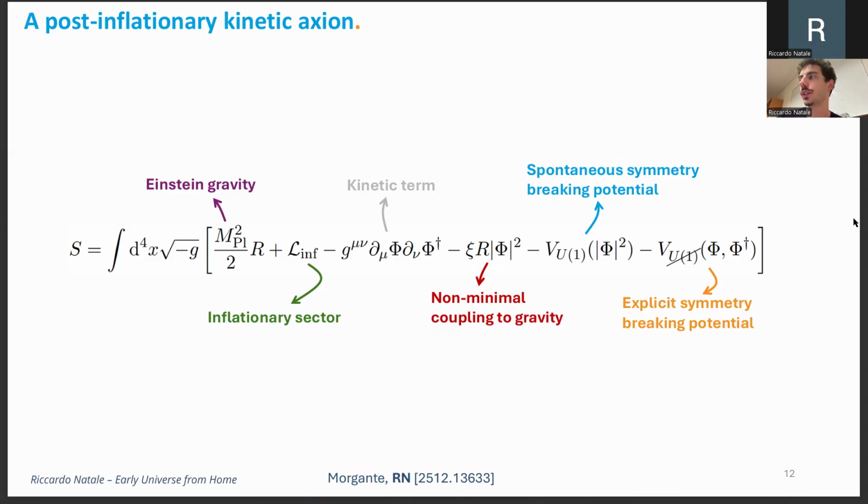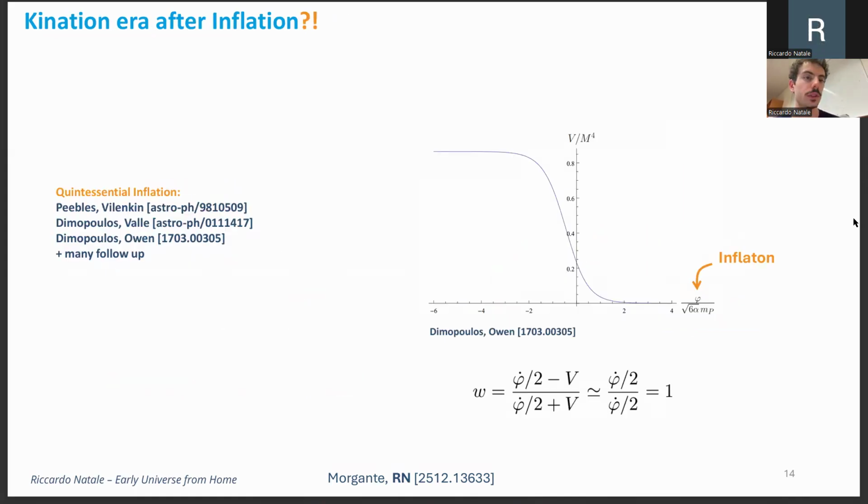And also we get our usual spontaneous symmetry breaking potential, which we are going to choose to be a quartic potential, and the explicit symmetry breaking potential that we need to generate the axion velocity. And also we introduce a new ingredient, which is the presence of a kination era right after inflation. So let me just spend one comment about this.